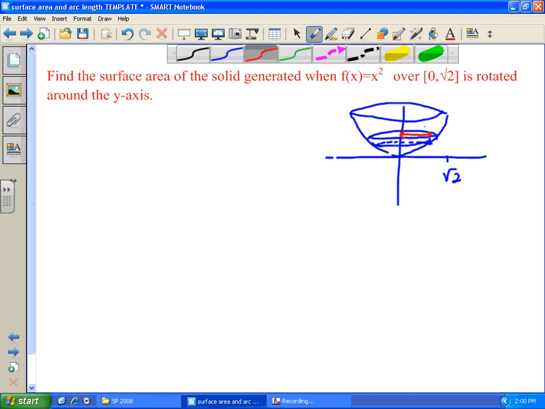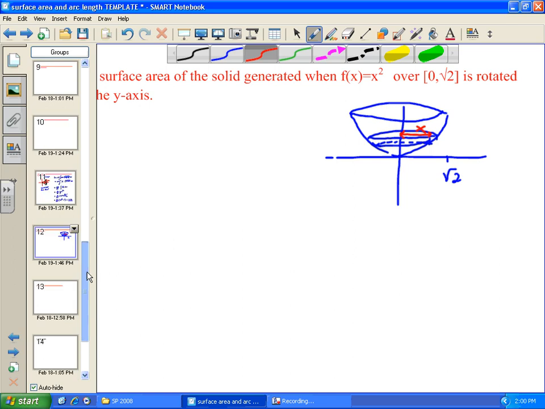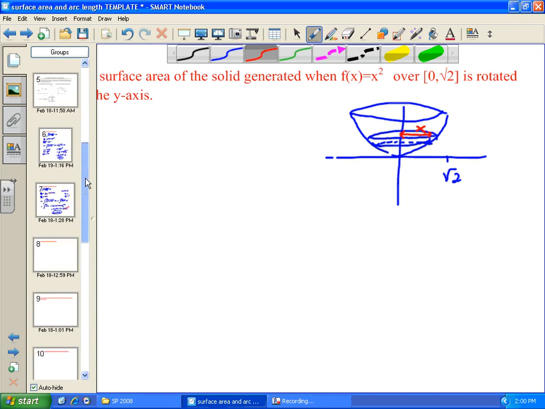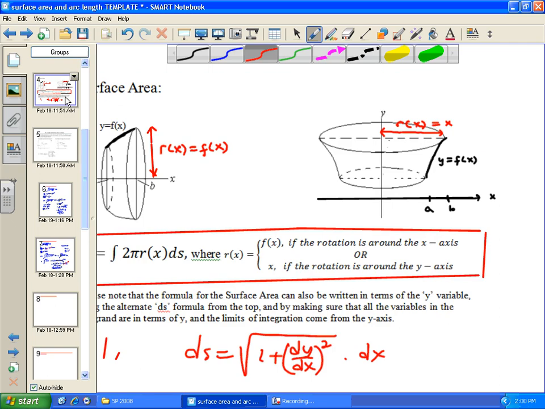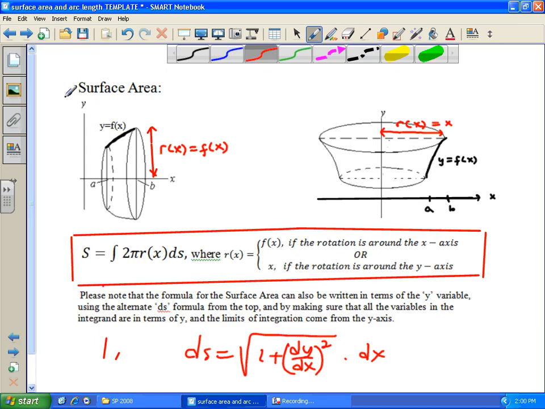This is just x, right? So I will go back to that formula just so I can show you one more time. Here it is. 2 pi r of x ds. And r of x was going to be just x. If your rotation is around the y-axis, as we've seen here, then your radius will be replaced with just the quantity x.